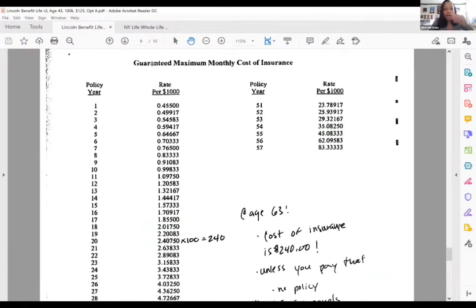So when you pull this up, you want to find the table of guaranteed maximum monthly cost of insurance, and it's usually going to be broken down here per thousand. So how do you calculate this?